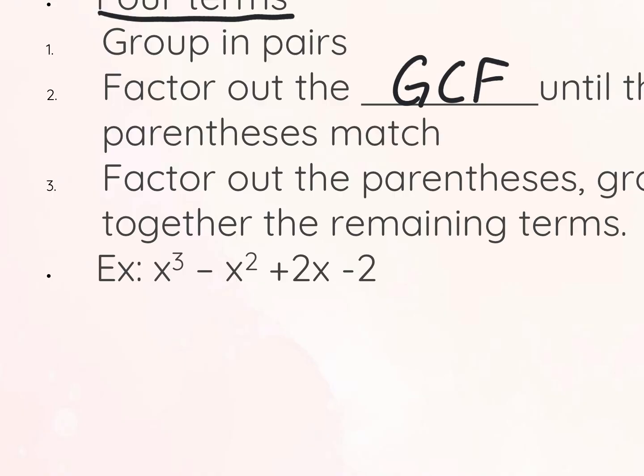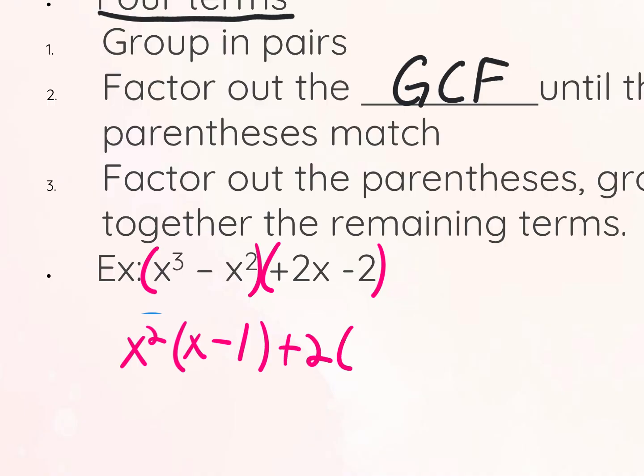So in this example right here, how many terms do we see? 4 terms, good. So I'm going to group the first two, and then I'm going to group the second two. What's our GCF of the first set of parentheses? X squared. Good. And then what do we get when we take out x squared? X. Good. X, what is that? X minus 1, good. What about our second set of parentheses? 2, good. So I'm going to take out a 2. And then when you take out a 2, what's left over inside? Good, x minus 1. What do you notice about this parentheses and this one?